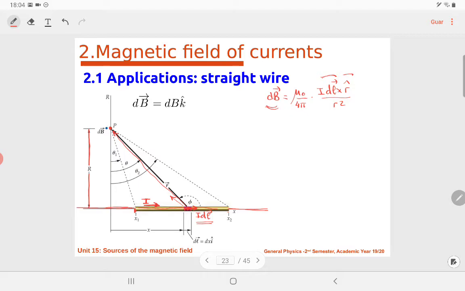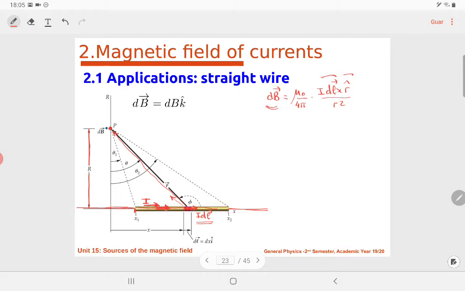So that provides a magnetic field that is perpendicular to the screen and going out of the screen. So we can represent it by a point. Okay, so we already know the direction. And the other thing we would want to know is the magnitude.